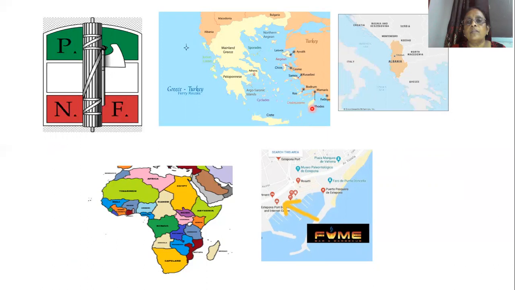This one is Rhodes, then this one is Dodecanese, this one is Albania, captured by Mussolini, then Abyssinia, then Fiume port. So this was the symbol of the party, a bundle of sticks with an axe. These places were captured by Mussolini: Rhodes, Dodecanese, Albania, Abyssinia, and Fiume port.